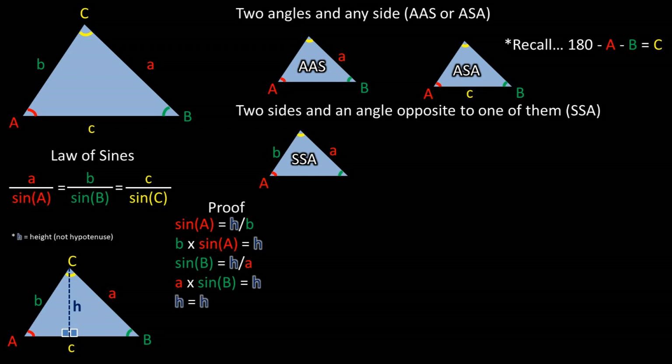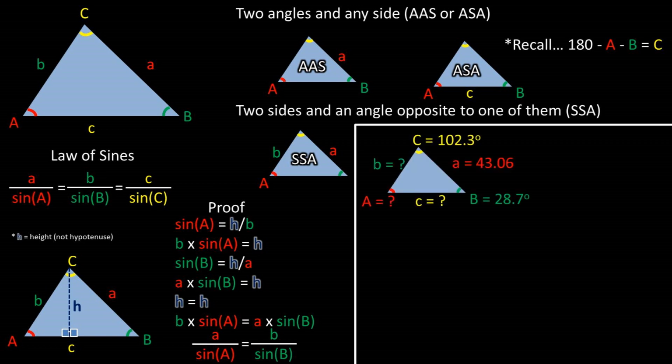Since the same height is used in both formulas, height must equal height. This means we can set the two equations equal to one another. Rearranging those formulas, we have that A length over the sine of A angle equals B length over the sine of B angle, or in other words, the law of sines. You can also flip all of the numerators and denominators in the law of sines to get another form of the law of sines.